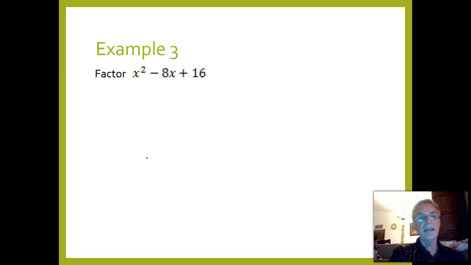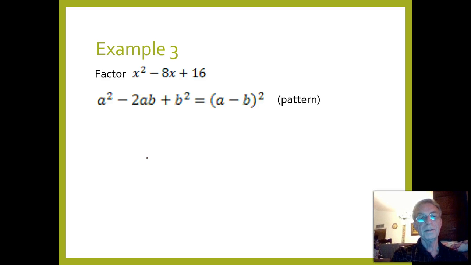Okay, since 8 is equal to 4 times 2 and x is equal to the first term, then we know it fits this particular pattern. So we're going to write our pattern down that says a squared minus 2ab plus b squared equals parentheses a minus b in parentheses squared.